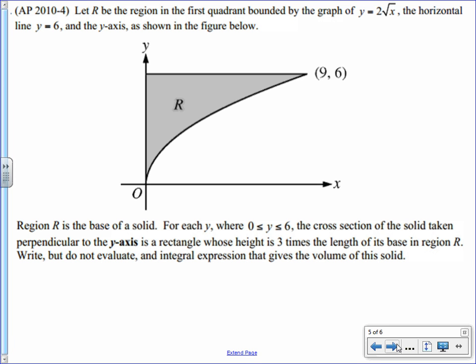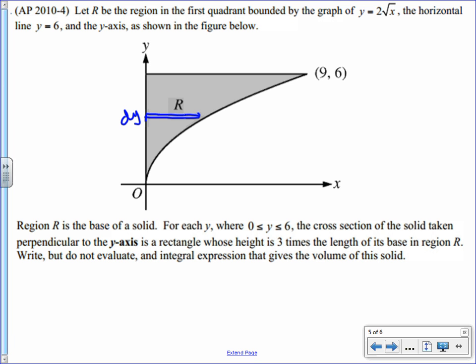Write, but do not evaluate, an integral expression that gives the volume of the solid. So now we have cross sections that are perpendicular to the y-axis. How thick are they? Y. Do they even need to say that the y-axis was down? No. But they did. They were redundant. Okay. So now we're going to have to integrate with respect to y, aren't we?